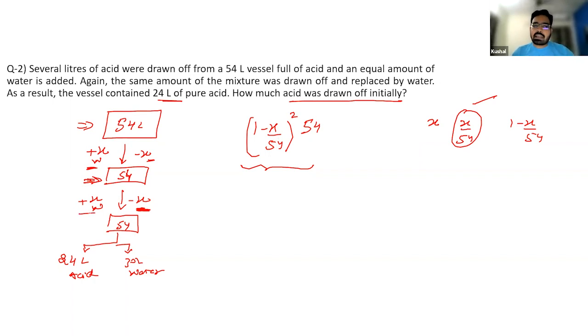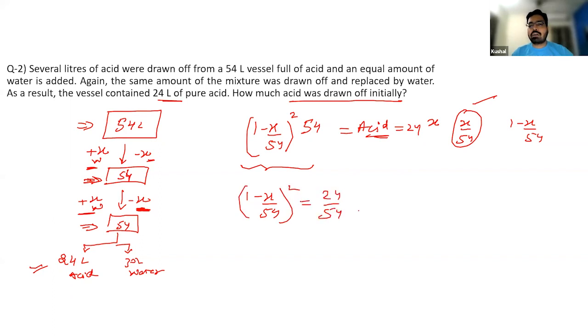And I'm adding water again, so that does not change the quantity of acid. So in this 54 liters, this should be the quantity of acid. And they have also given you the quantity of acid, which was 24. So that should be equal to 24 after everything has been done, right? So now can I equate both of them? I'll say (1 minus X by 54) whole square must be equal to 24 by 54, which is 2 by 3, because 6 4s are 24 and 6 9s are 54.